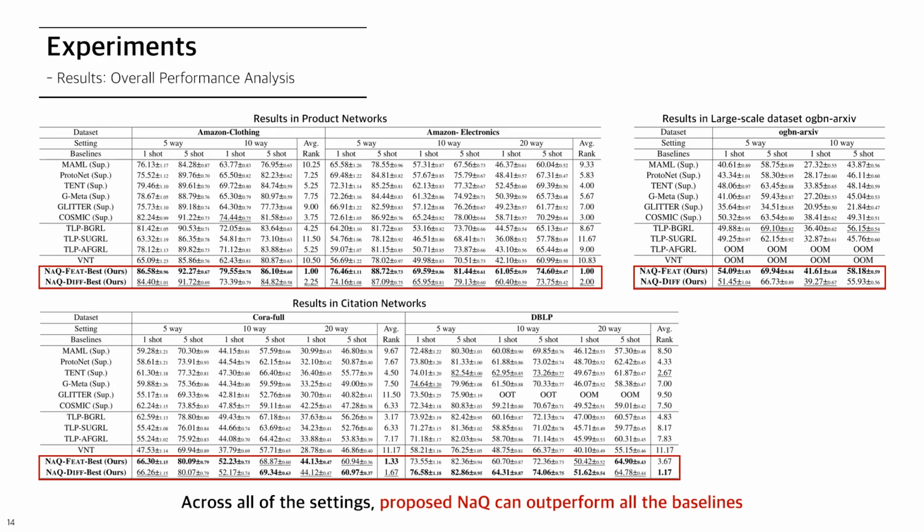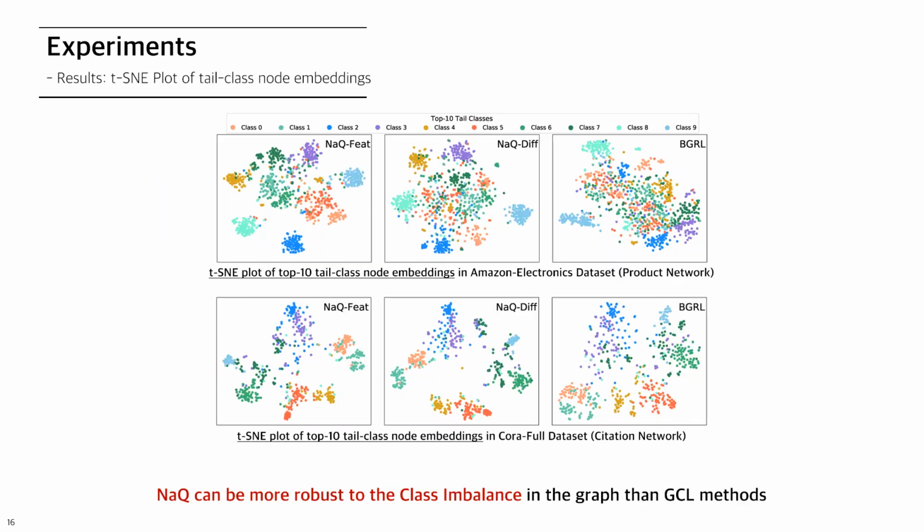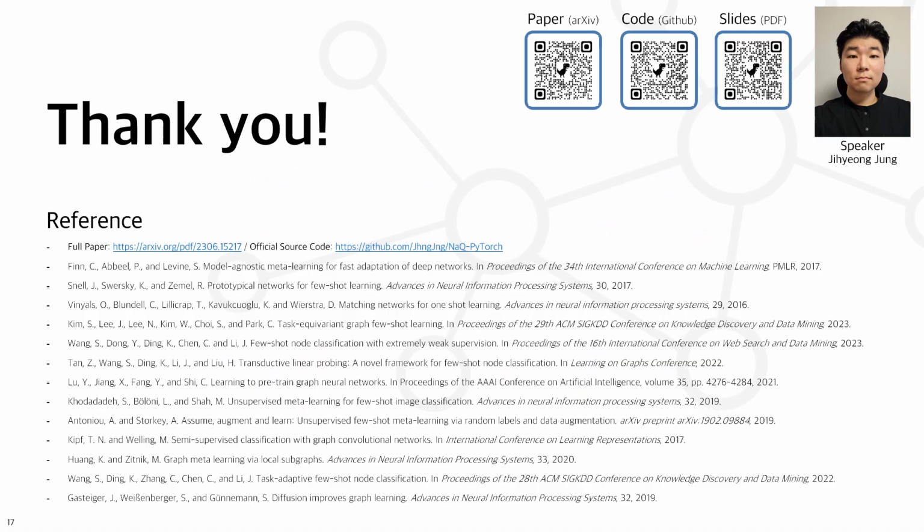This is our experimental results. Across all datasets and all settings, NAQ can outperform all of the other baselines. In addition, NAQ is really model agnostic. It can retain or even improve the performance of existing graph meta-learning methods without using labels. Lastly, by unsupervised graph meta-learning with NAQ, we can improve the tail class embedding quality, which proves our superiority over GCL baselines.